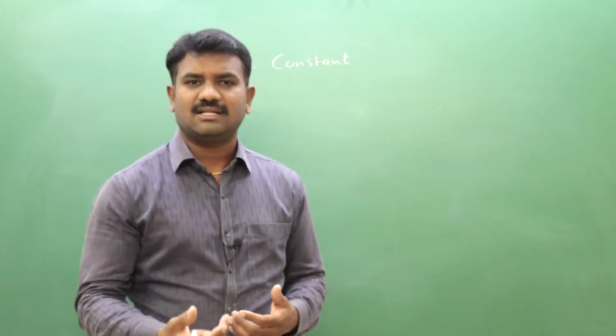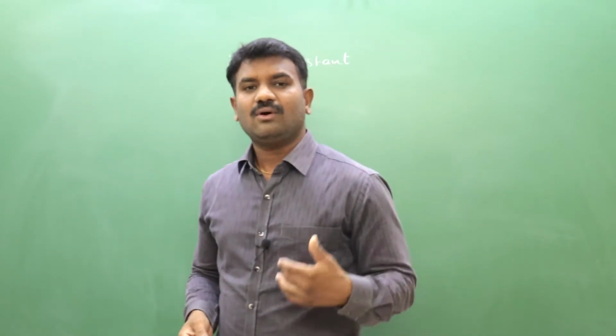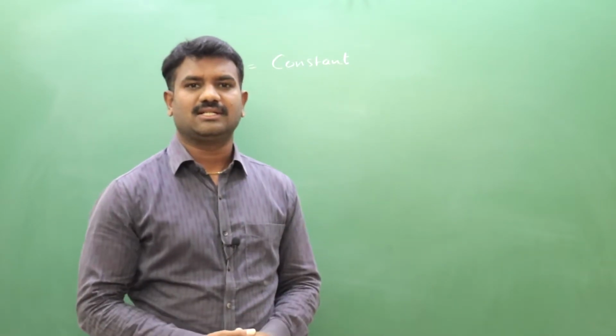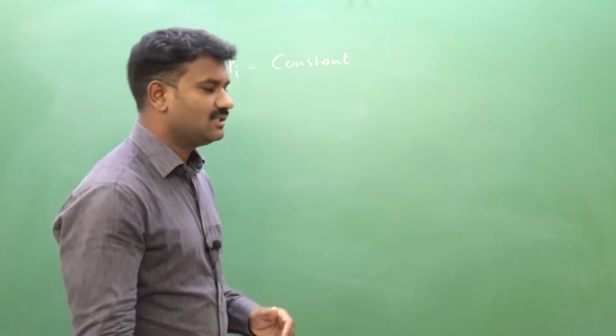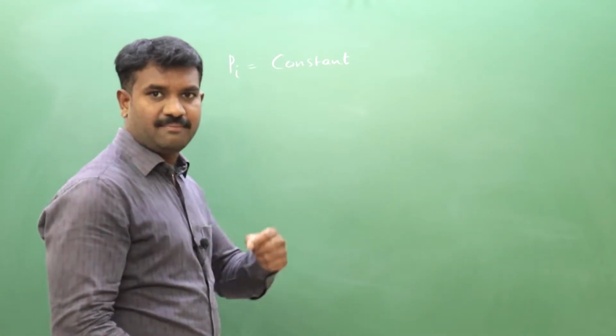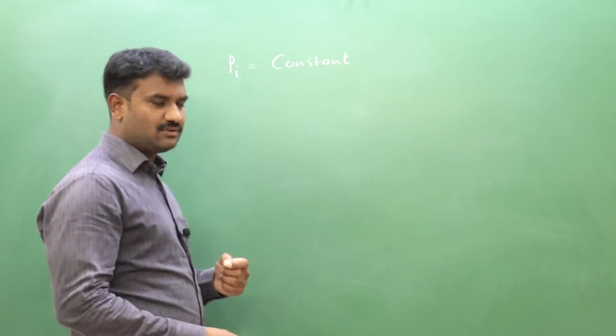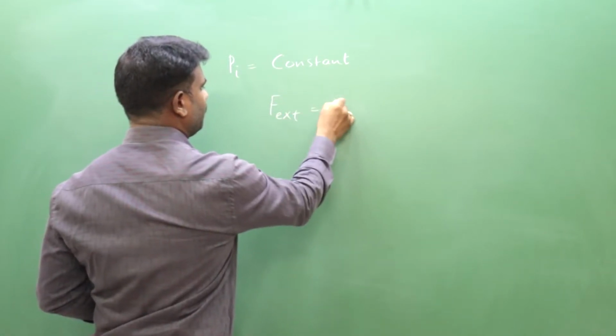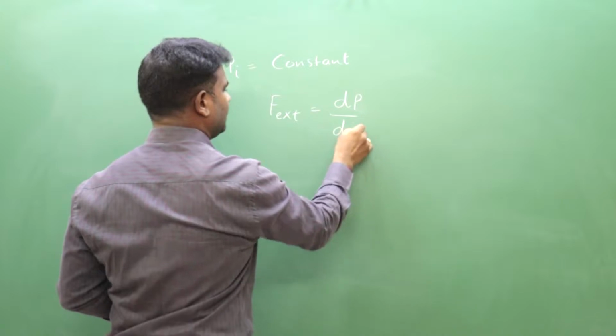Even though their momentums are changed, if there is no external force acting on the system, then the momentum remains constant. That's what we have discussed. That's from our Newton's second law. I will give a quick revision once. What does it say? F external is equal to dp by dt.